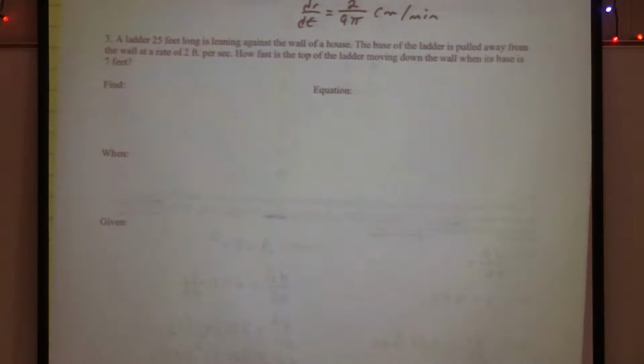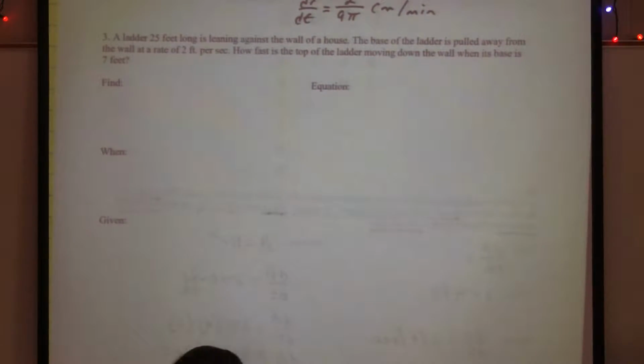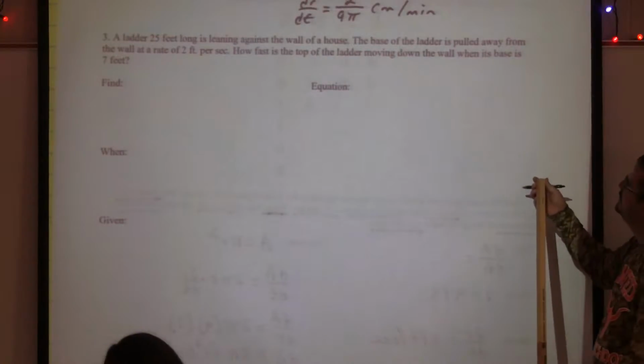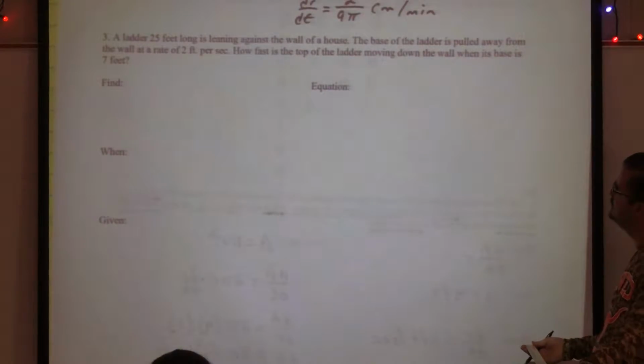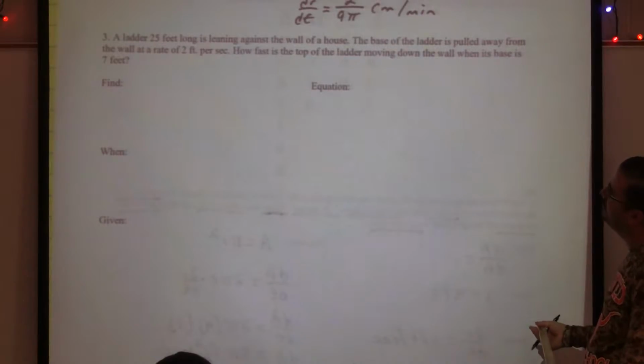A ladder 25 feet long is leaning against the wall of a house. The base of the ladder is pulled away from the wall at a rate of 2 feet per second. How fast is the top of the ladder moving down the wall when its base is 7 feet?